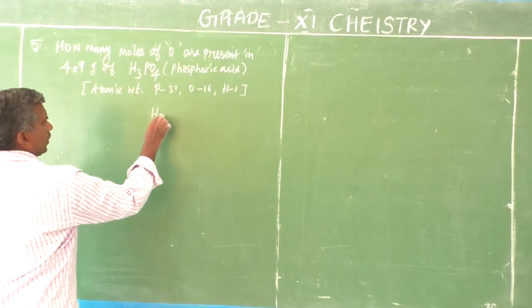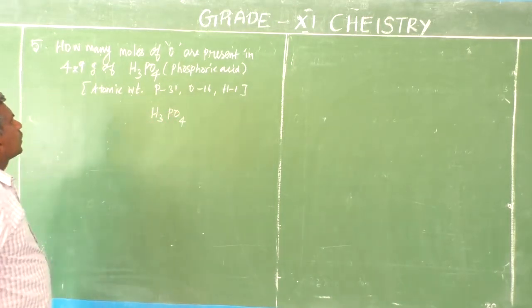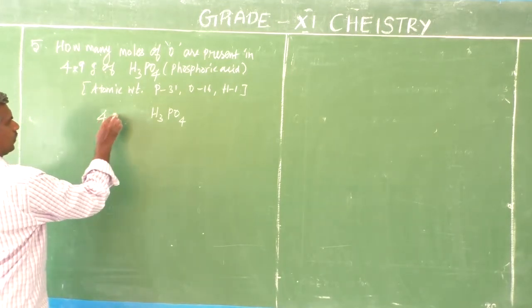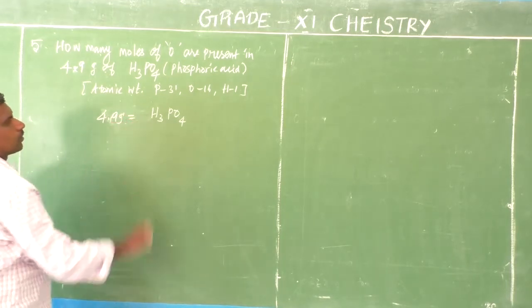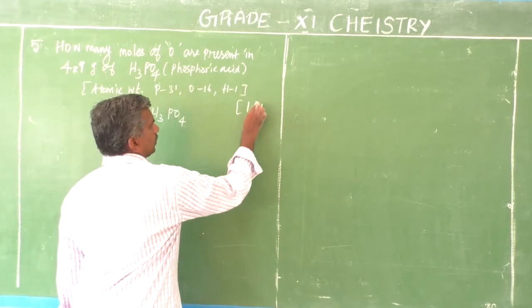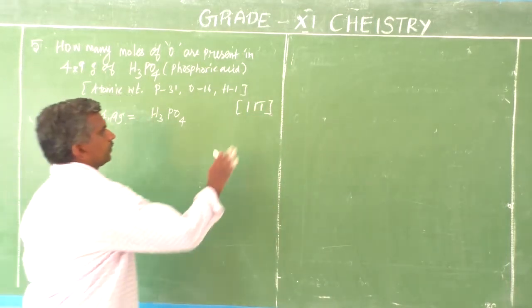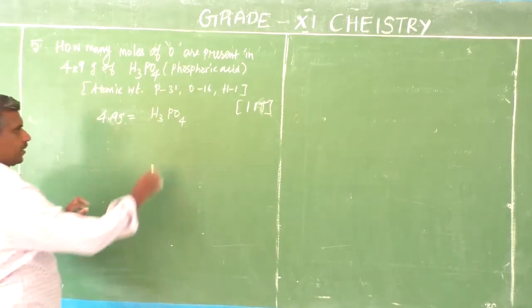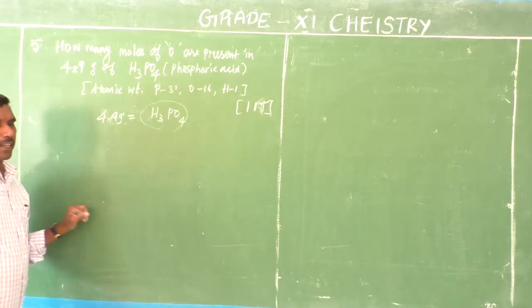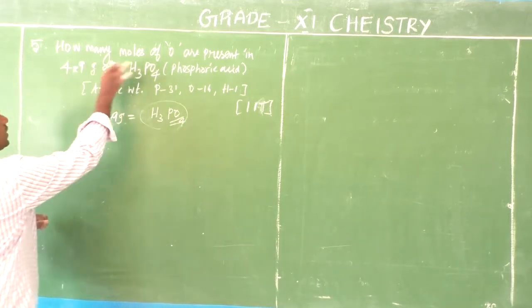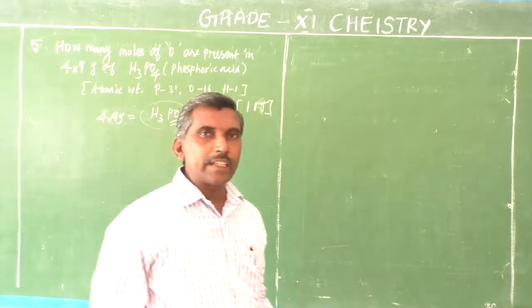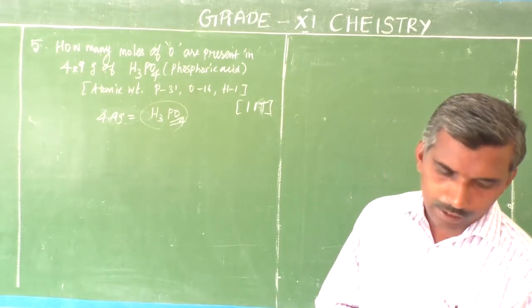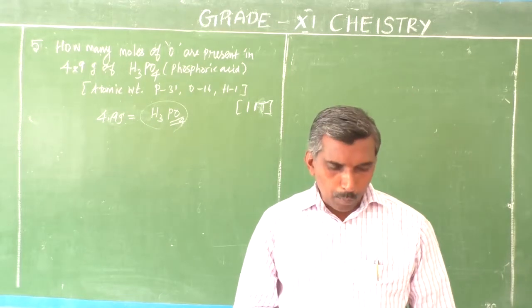Question, what is the question? This is phosphoric acid. How many gram? 4.9 gram. This is the IIT problem. This is the IIT sums. Question: 4.9 gram of phosphoric acid. In this phosphoric acid, how many moles of oxygen are present? How many moles of oxygen are present in 4.9 gram of phosphoric acid?